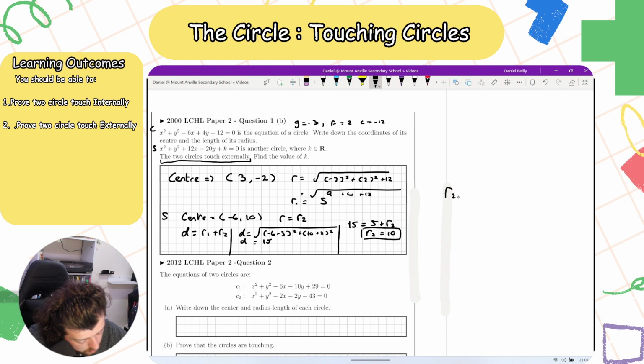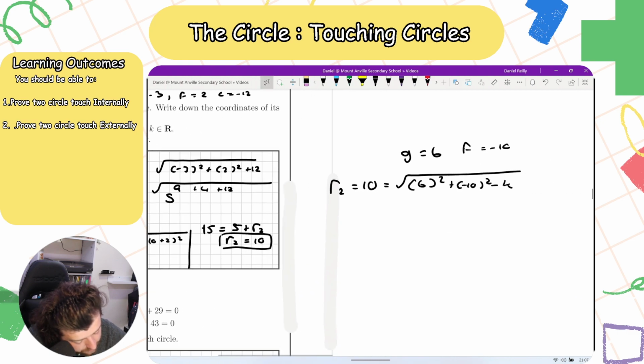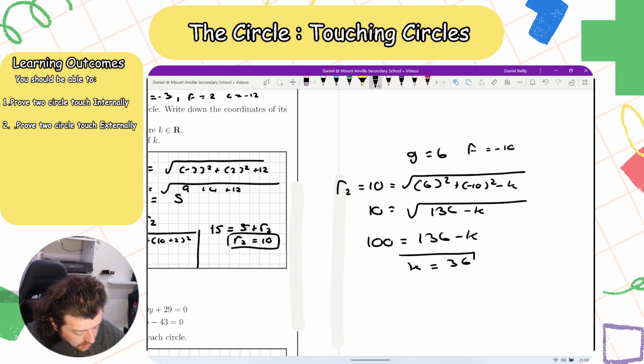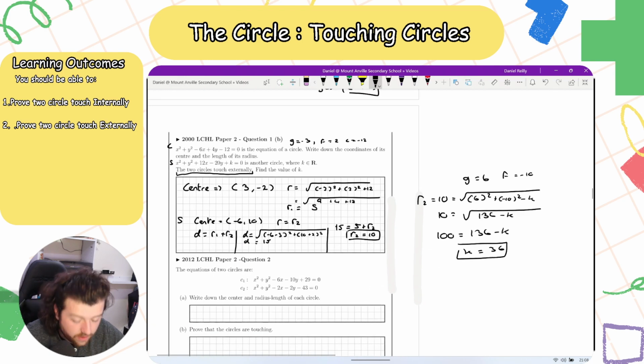So r squared is equal to 10, which is equal to the square root of, so g, f and c. G in this case is going to be half of 12, which is 6, and f is half of minus 20, which is minus 10. So 6 squared plus minus 10 squared, then minus k. So I'm going to have 10 is equal to the square root of 36 plus 100, so it'll be 136 minus k. Square both sides, I get 100 equals 136 minus k. K is going to equal 36. That is the value of k.